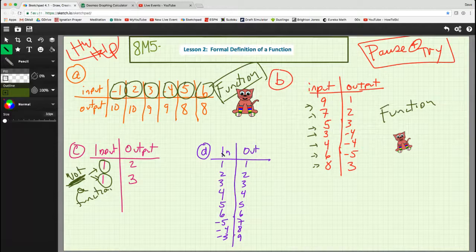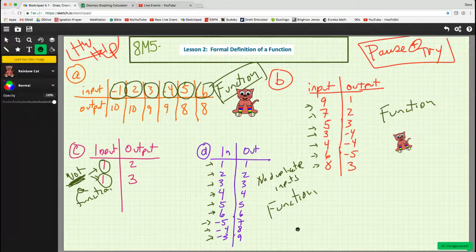Now let's look over here. Do I have duplicate inputs? Let's see. I have a 1, 2, 3, 4, 5, 6. No duplicate positive numbers. -5, -4, -3. No duplicates. No duplicate inputs. So we have a function. Okay, happy cat. So hopefully this is pretty straightforward.